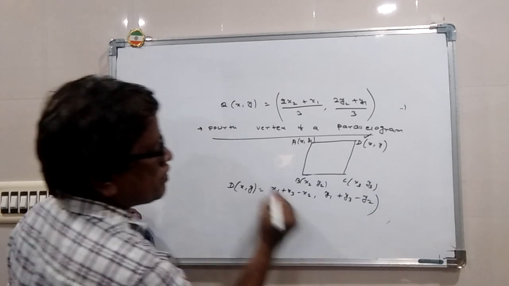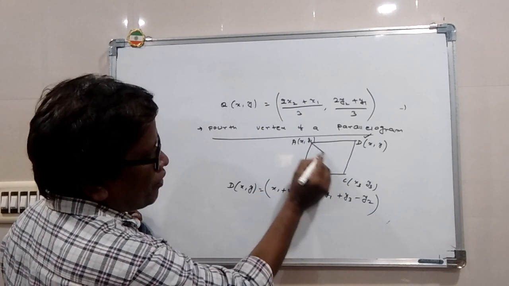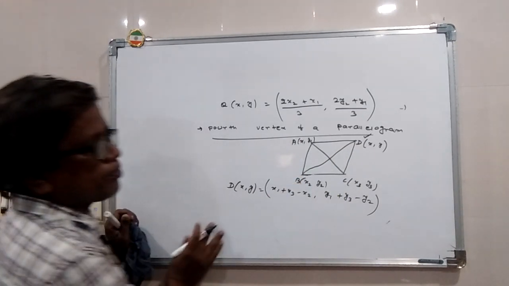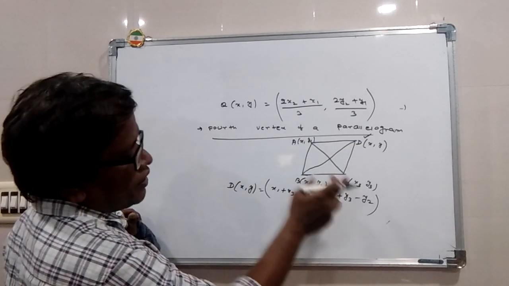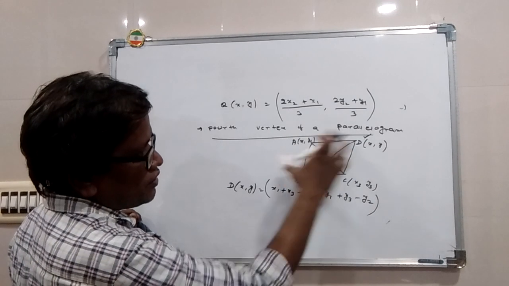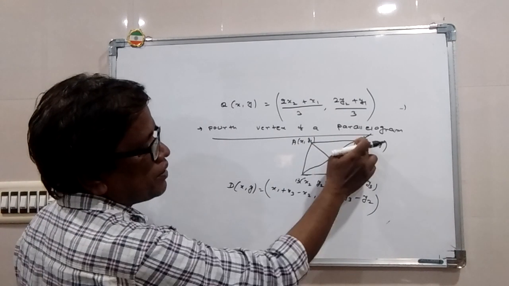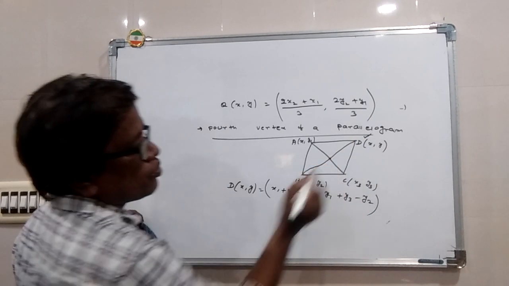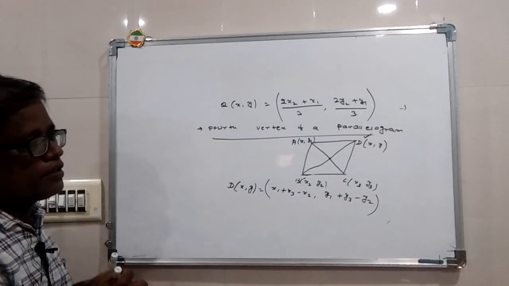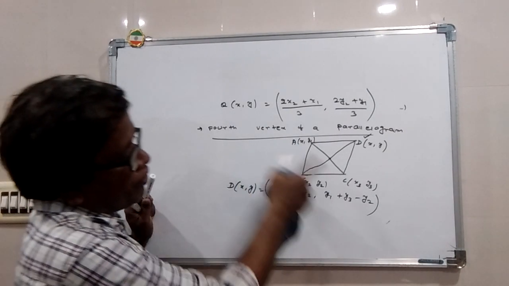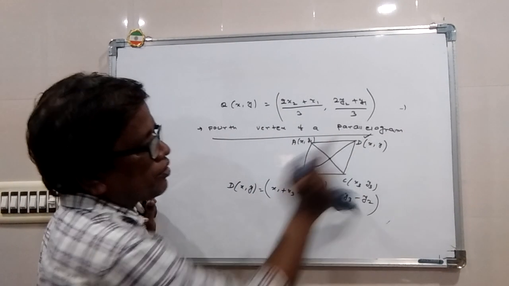How can we derive it? Just by taking the midpoint of AC equal to the midpoint of BD. Since ABCD is a parallelogram, the two diagonals AC and BD bisect each other. So the midpoint of AC is equal to the midpoint of BD.